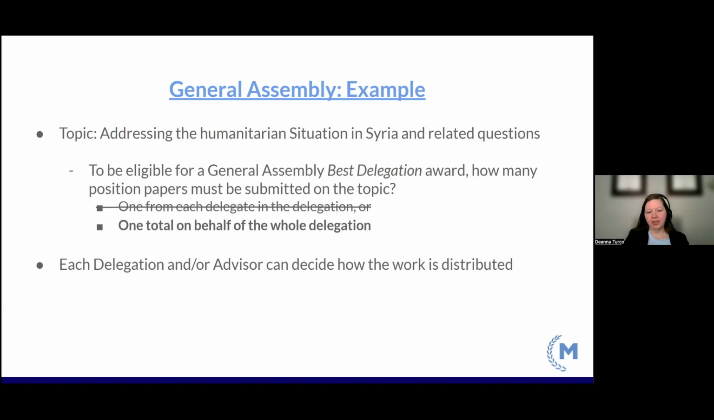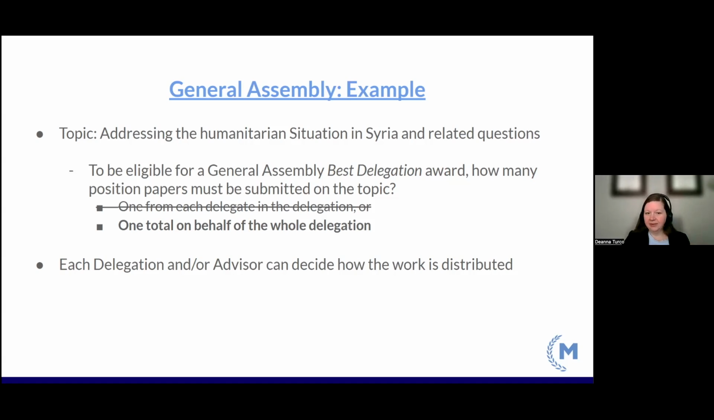So if you were paying attention, then you heard me say 1 total on behalf of the whole delegation, and it's up to the delegation or the advisor to decide who's going to submit it, how to distribute the work for the position paper within the General Assembly topic of the situation in Syria, the humanitarian situation in Syria.